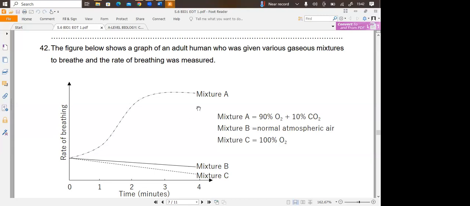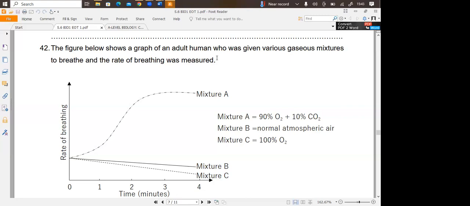So the question is saying the graph below shows an adult human who was given various gaseous mixtures to breathe, and the rate of breathing was measured. Now, what is the task here? It means that you have to ask yourself, think of how this experiment was done. Can you do it yourself? And if you do it, what would be the aim of doing that experiment?